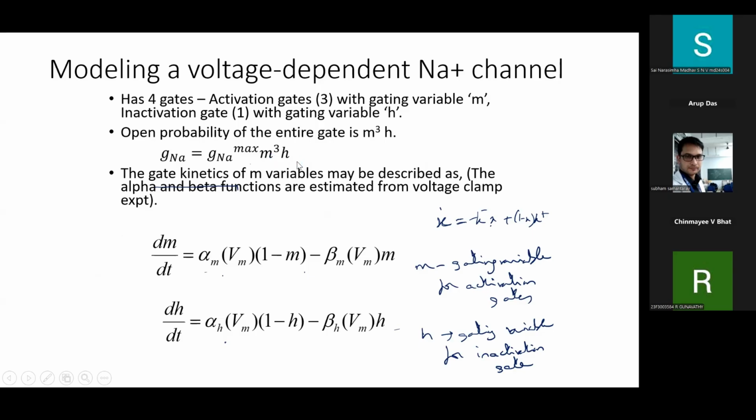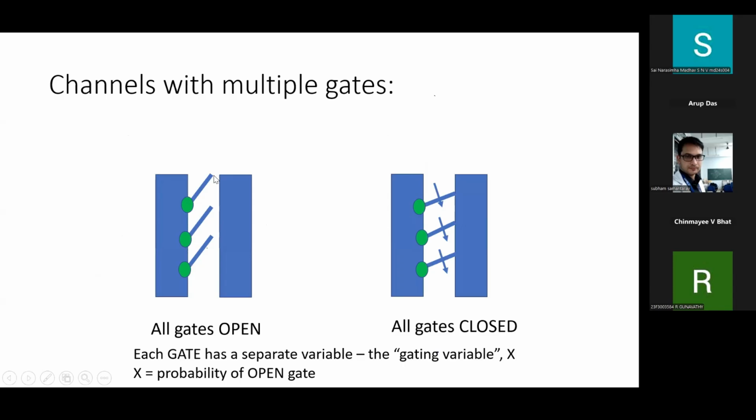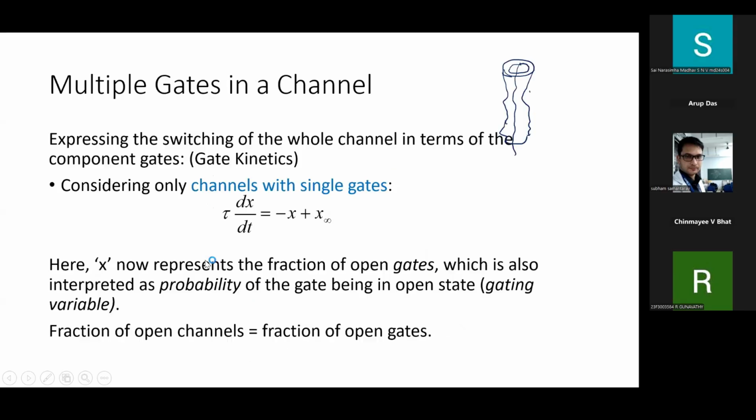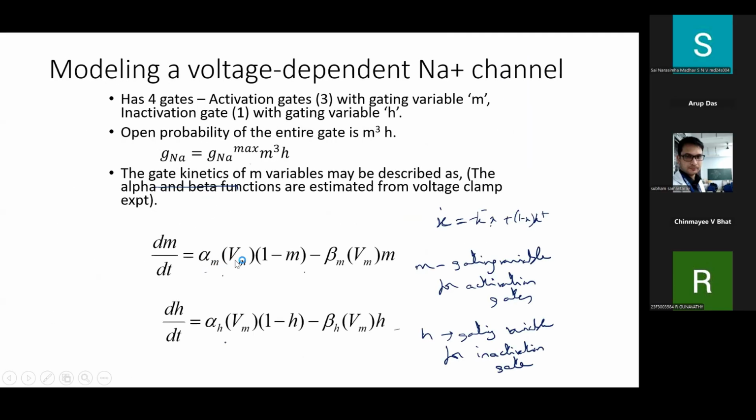Think of m and h as probability of opening. The channel itself is open when all the gates are open, and gate probabilities are given by m, h. In case of sodium, there are 3 m's and 1 h. So the probability of opening of the channel is the product of the probabilities of opening of all the individual gates. Therefore, the probability of opening of the channel itself is m times m times m times h.